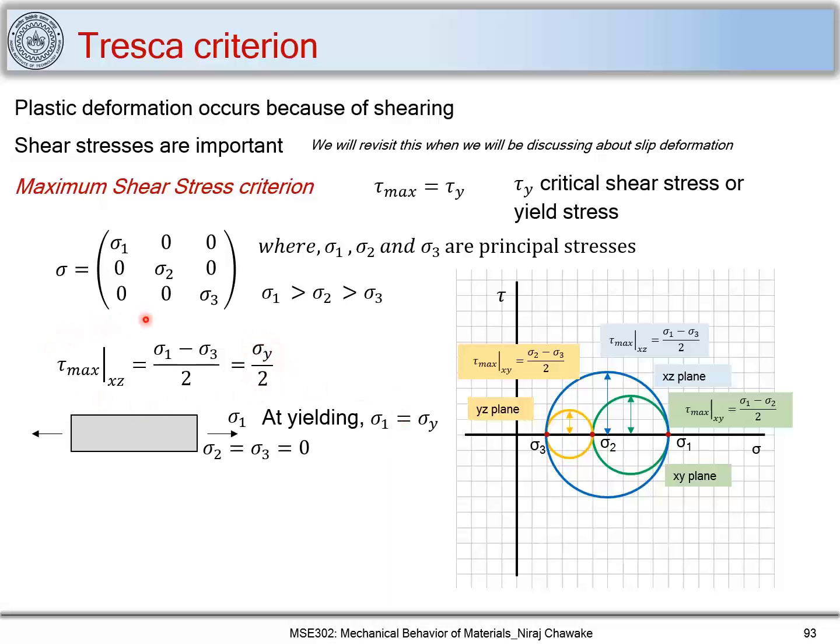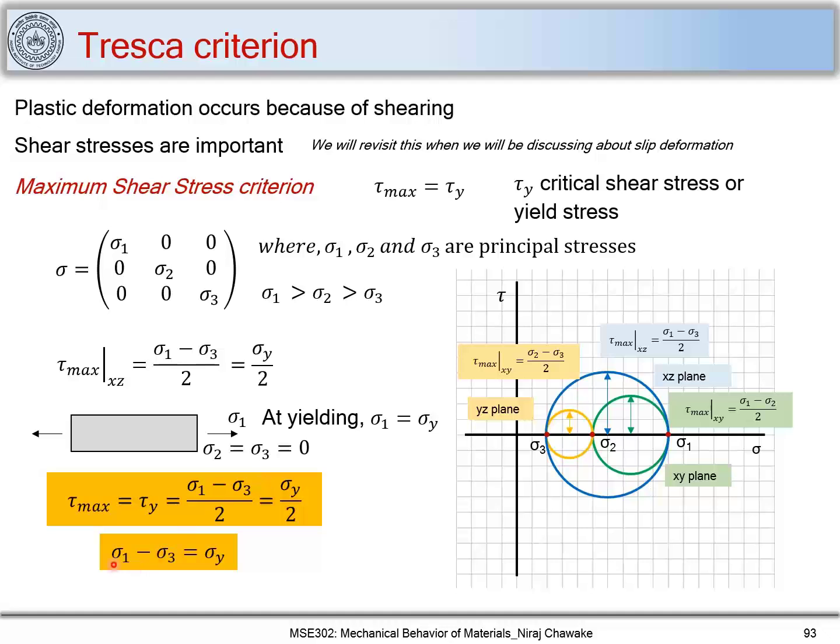So I see here that when I plug in these values, sigma 1 equal to sigma 1 and sigma 3 equal to 0, so I get sigma y by 2. And that's what I can find out, that tau max equal to sigma 1 minus sigma 3 upon 2 equal to sigma y by 2. So I can write that sigma 1 minus sigma 3 equal to sigma y, and this is our Tresca criteria. So yielding starts when this condition is met.